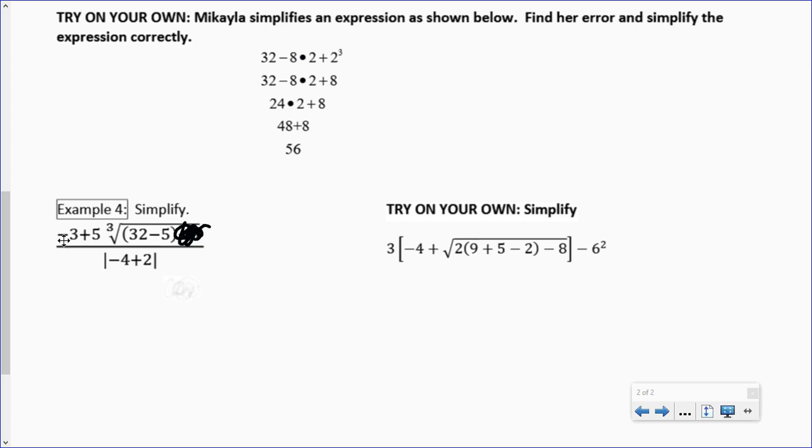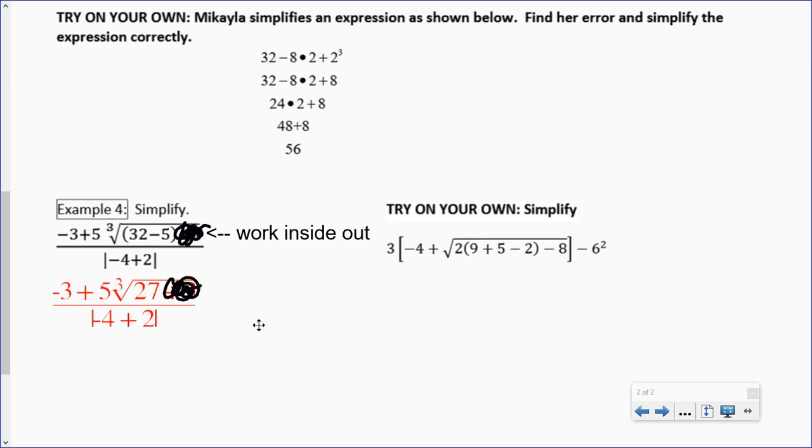So, when we look at it, we've got negative 3 plus 5 times the cube root. This is the cube root, okay? Cube root of 32 minus 5. All right? Now, we've got parentheses inside this cube root, so we're going to do the parentheses first. When we have multiple grouping symbols inside of each other, we work from the closest one, the most inner one, out, okay? So I'm going to work with these parentheses first. So 32 minus 5, that just gives me 27.